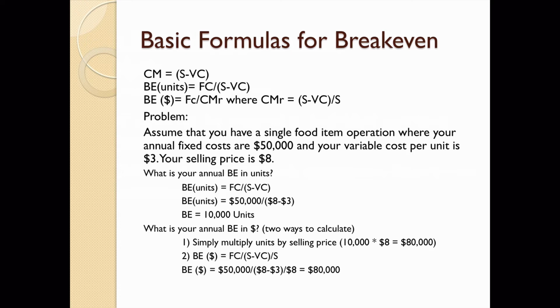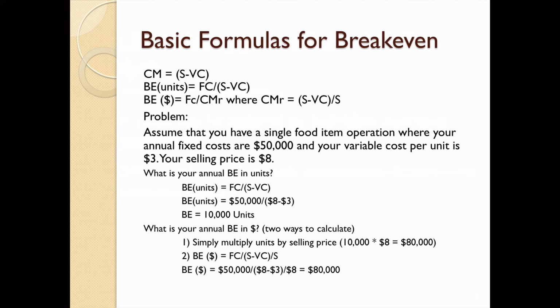Okay, so let's assume we have a single food operation where your annual fixed costs are $50,000 and your variable cost per unit is $3 and your selling price is $8. So what's your annual break even in units? We're going to take that first formula for break even, which was fixed cost divided by sales minus variable costs, and we're going to plug in the numbers, and we get 50,000 divided by 8 minus 3, and that tells us that our break even with $50,000 worth of fixed costs is 10,000 units.